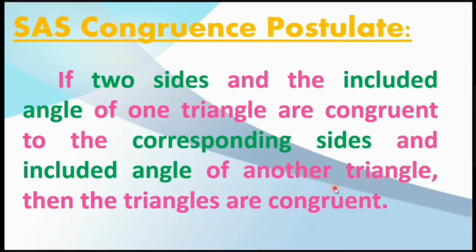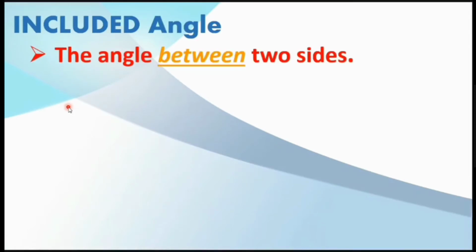Okay, so before I give you examples on the SAS congruence postulate, let us first understand what an included angle is. Ano nga ba itong tinatawag nating included angle? Okay, so let's take a look at this one. Included angle. This is an angle between two sides. Meaning, ito yung angle between two sides, sa pagitan ng dalawang sides.